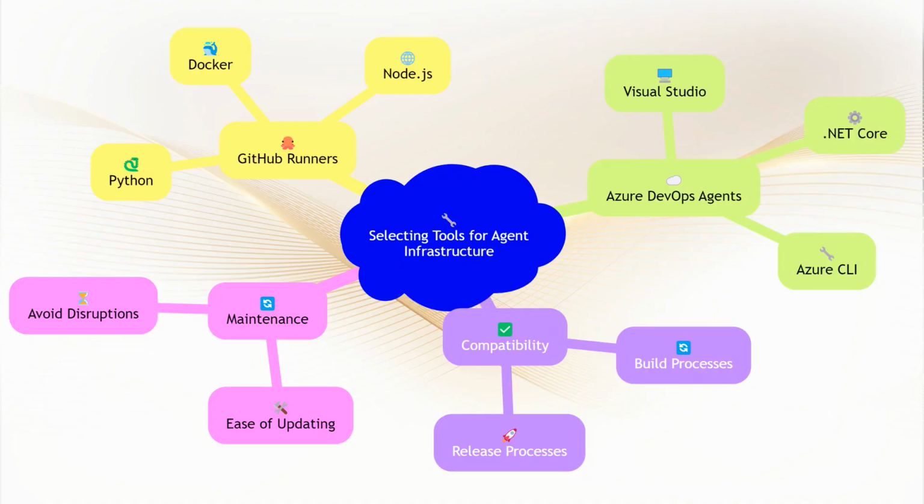Selecting the right tools for your agent infrastructure is crucial. For GitHub runners, you might need tools like Docker, Node.js, or Python, depending on your workflows. Azure DevOps agents might require additional tools like Visual Studio, .NET Core, or Azure CLI. Ensure that the tools you select are compatible with your build and release processes. Additionally, consider the ease of updating and maintaining these tools over time to avoid disruptions in your CI/CD pipelines.